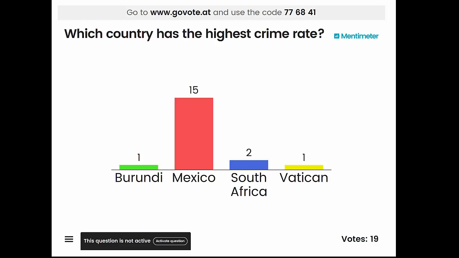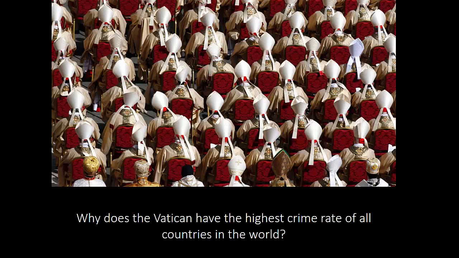So coming back to the first question that I had here, which country has the highest crime rate? Actually, the answer is the Vatican. The Vatican has the highest crime rate of all of these countries. How can that be? Now that's a puzzle. Am I suggesting that all of those guys are crooked? Maybe some of them are, maybe some of them are not, but let's establish the facts. Is this really a puzzle?